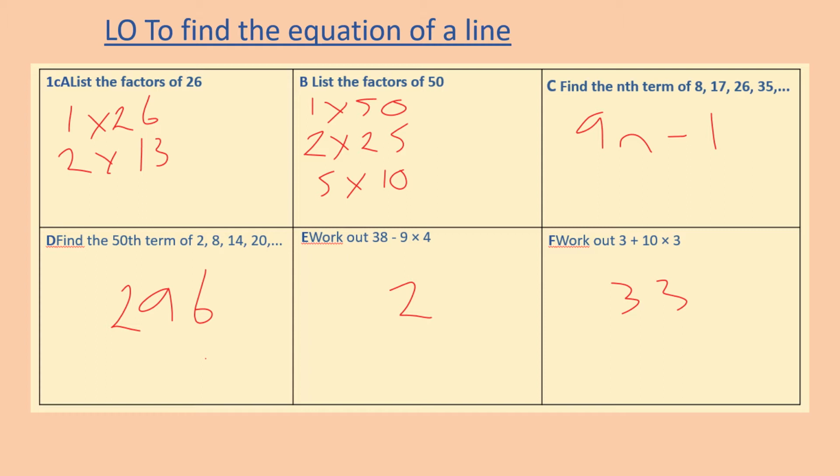Well done. So the factors of 26: 1 times 26, and 2 and 13. So 1, 26, 2, 13. You shouldn't have had any problems with those questions at all, and hopefully you've got 6 out of 6.